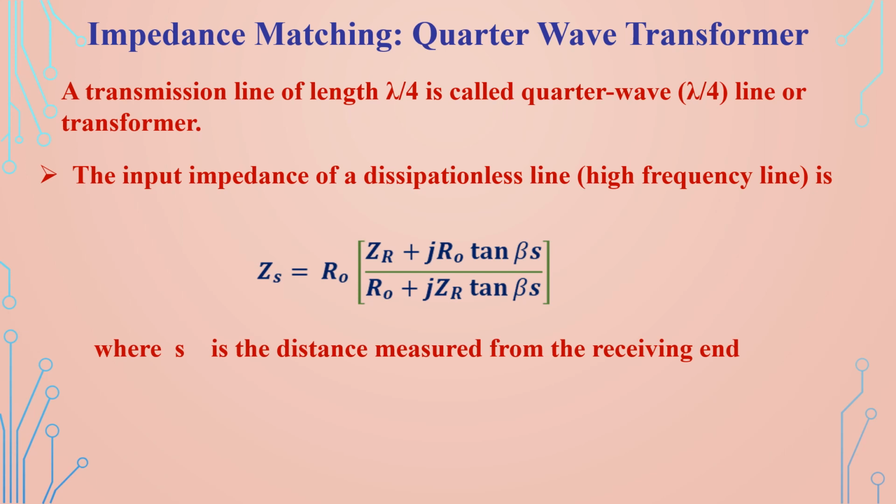Now let us see how impedance matching is achieved by means of a quarter wave transformer. A transmission line of length lambda by 4 is called a quarter wave transformer. Now this is the input impedance equation of a high frequency line: Zs is equal to R0 into Zr plus jR0 tan beta s by R0 plus jZr tan beta s, where s is the distance measured from the receiving end. Once again, beta is nothing but 2 pi by lambda, and s is lambda by 4. Do the calculations.